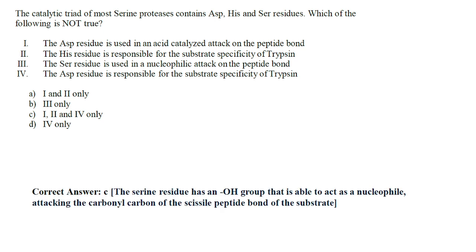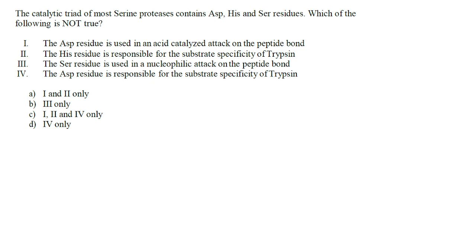Okay, let's see. The catalytic triad of most serine proteases contains aspartic acid, histidine, and serine. Which of the following is not true? The aspartic acid is used in acid catalyzed attack on the peptide bond. The histidine residue is responsible for substrate specificity of trypsin. The serine residue is used in nucleophilic attack on the peptide bond. The aspartic acid residue is responsible for the substrate specificity of trypsin. So select which is not true.